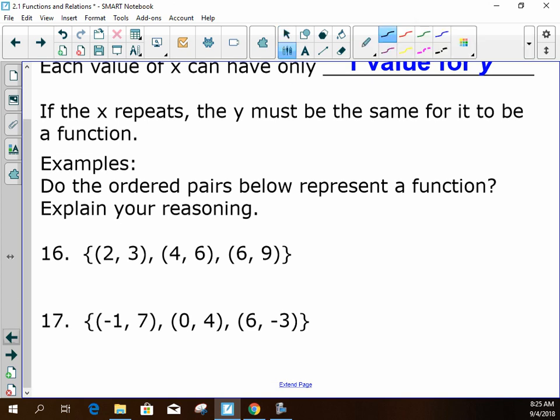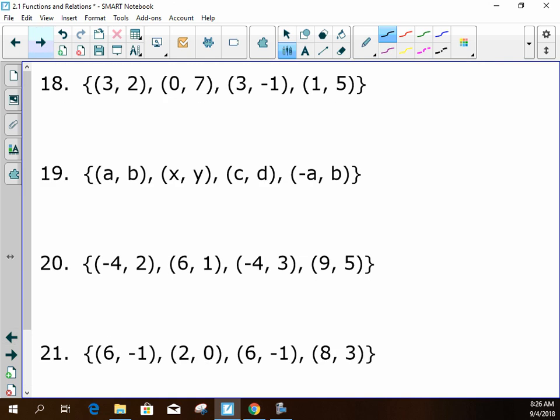Okay, look at these. Is this a function? 2, 4, 6, yes. All your x values are different. Negative 1, 0, 6, yes, it is a function. All I'm doing is looking at the x's. Now, 3 and 3, that means it's not a function, right? Check your y's. Your y's are different, so no, this is not a function. If your y's would be the same, it would be a function. 19, a, x, c, negative a. Yes, this is a function. All my x values are different. What do you mean? They're all letters. I don't care. Letters are numbers in this world.